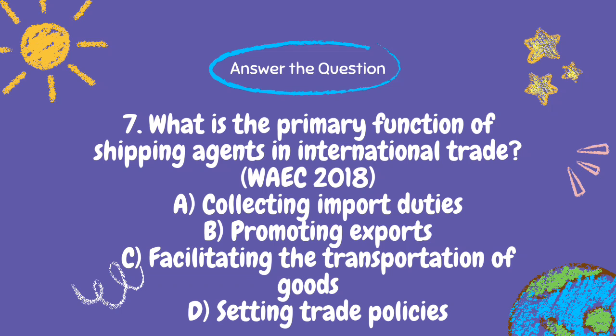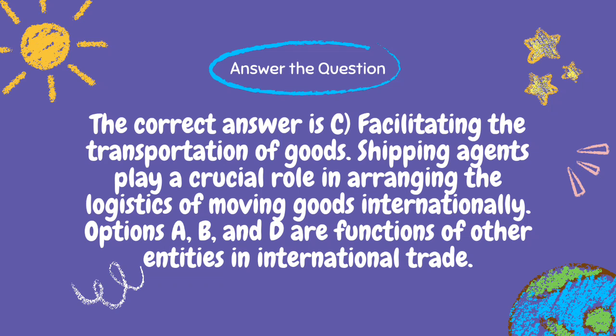Option A, we have collecting import duties. Option B, we have promoting exports. Option C, we have facilitating the transportation of goods. And the last option, which is option D, setting trade policy. Consider your response correctly, and the correct answer is option C, facilitating the transportation of goods.